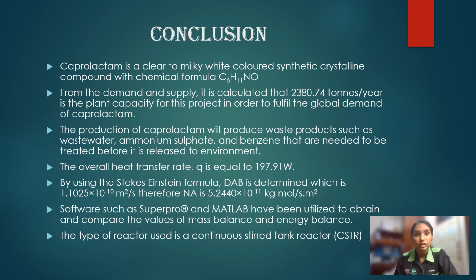The overall heat transfer rate Q is equal to 197.91 watts. By using the Stokes-Einstein formula, diffusivity is determined, which is 1.1025 times 10 to the power of negative 10 meters square per second. Therefore, the flux is 5.244 times 10 to the power of negative 11 kilogram mole per second meter square. Software such as SuperPro and MATLAB have been utilized to obtain and compare the values of mass balance and energy balance. The type of reactor used is a continuous stirred tank reactor, CSTR.